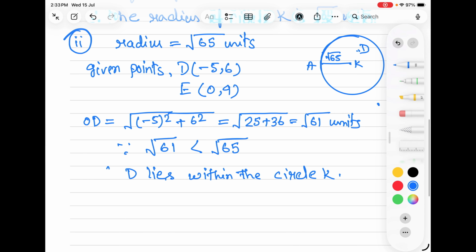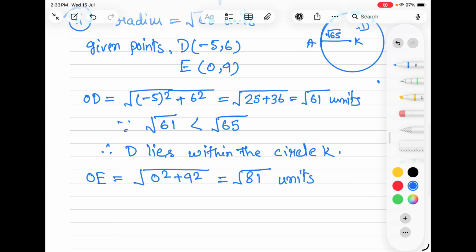Okay. Now check OE, the distance of E from the origin. Same formula. What are the coordinates of E? 0, 9. So 0 square plus 9 square equals 81. Square root of 81 units. Now see, square root of 81 is greater than square root of 65. That means OE is greater than the radius. Therefore, E lies outside the circle.